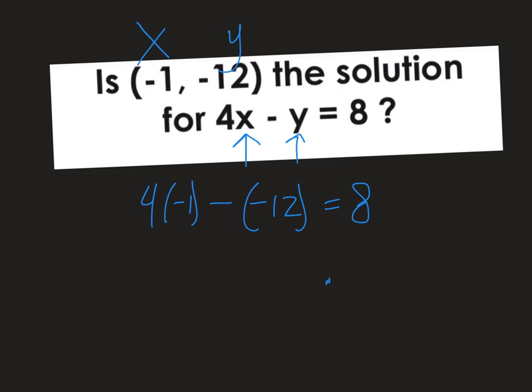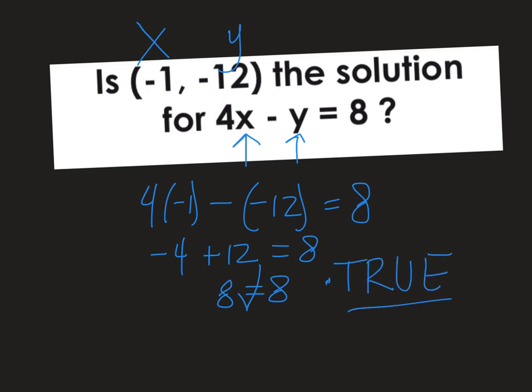So 4 times -1 is -4, and minus a -12 becomes a +12. And then this equals 8. -4 plus 12 is 8. Does 8 equal 8? The answer is yes. So this one would be true.